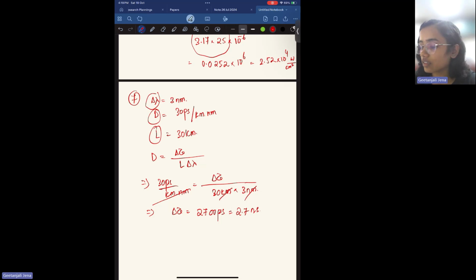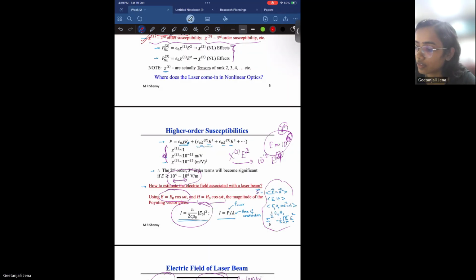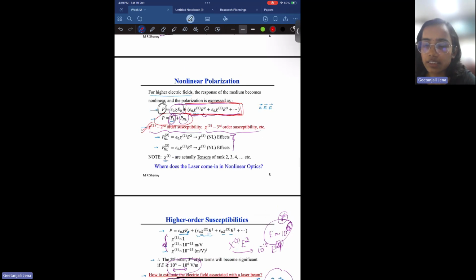Okay, then let me go through the concept that we have left. We were discussing the linearity and the non-linearity terms. Whenever we have a high electric field, the polarization vector can be written as a summation of a linear term and a nonlinear term. Chi2 means second order susceptibility, chi3 means third order susceptibility. Depending on the order of susceptibility, we will see different types of nonlinear phenomena inside the crystal.